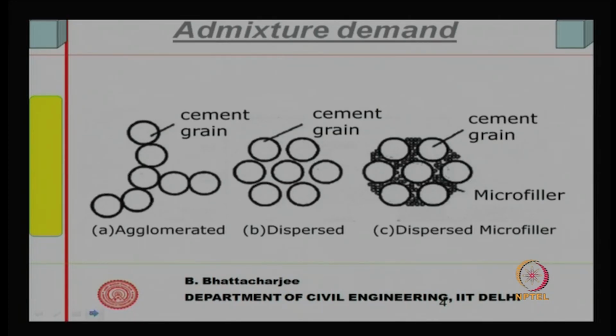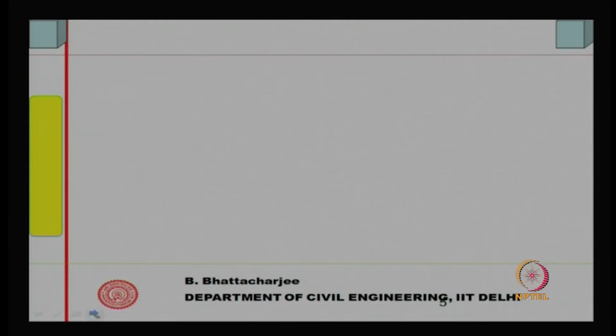So, without the plasticizers, cement grains are agglomerated. Well, these are idealized diagrams, cement grains are never spherical in nature. With the superplasticizers, they are dispersed, and with microfiller they are well dispersed. The microfiller is nothing but the mineral admixtures, and they have a uniform and dense structure compared to this, dense because the mineral admixture has gone in between, and that is how it gives you a much better microstructure.